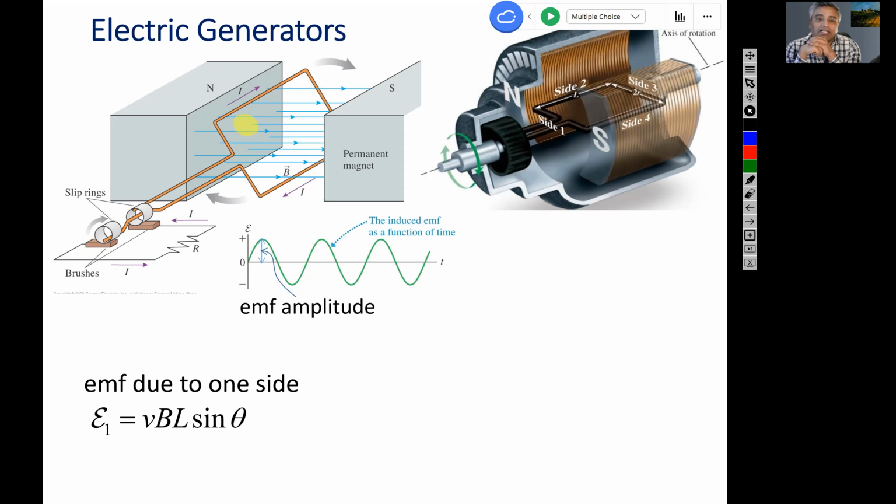Okay. So in terms of physics, what's the difference? Can somebody help me here? Motor versus generators.